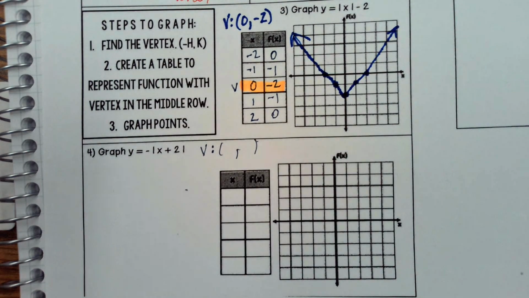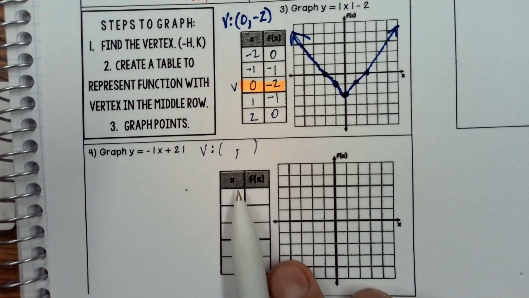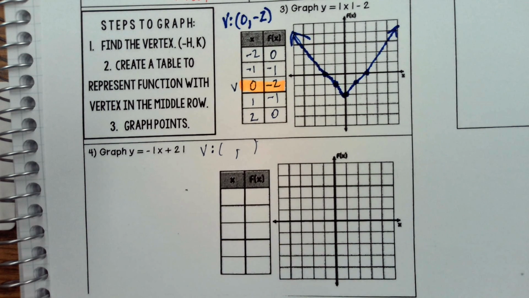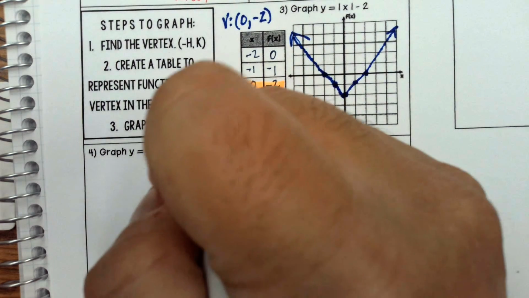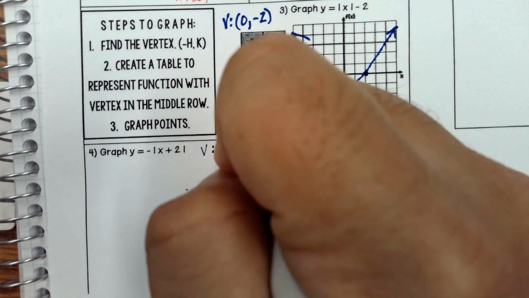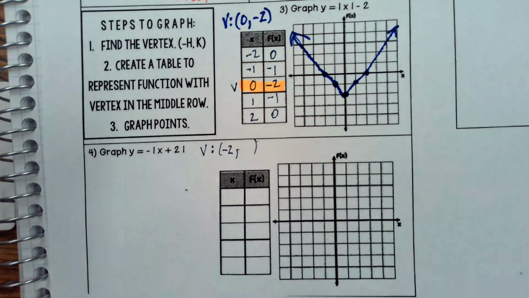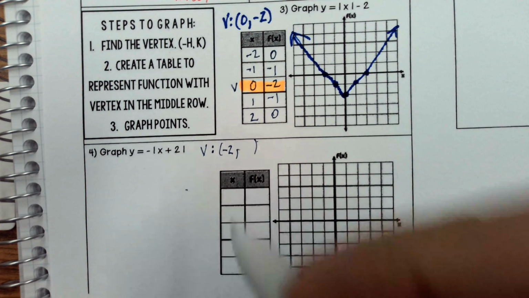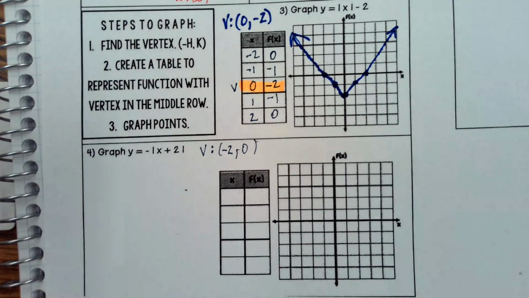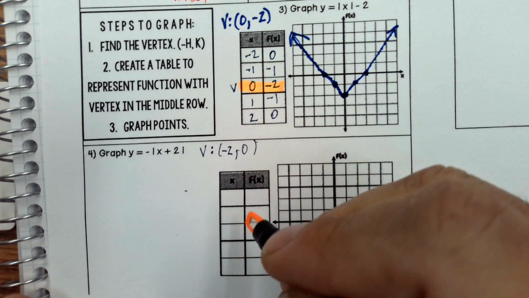All right. So let's see here. What's the x value going to be? 2 or -2? -2. Remember, take this number, make it opposite, -2. And so what's our y value, the k number basically? 0. Okay, so what we're going to do now is we got a total of 5.